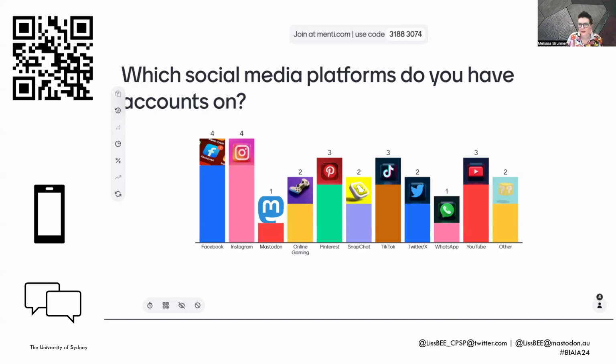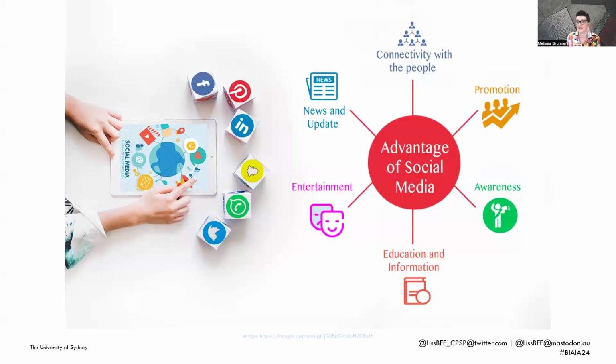And I can see in the chat Nora's put Facebook primary and a little bit of Instagram and YouTube. Yeah, I'm kind of the same, I've got to say. So there's lots of advantages of using social media, and we know it can create connections and we can use it for entertainment. But it can also be a huge source of information and news, sometimes false information, but lots of information. And it can be really wonderful to use it to share information and also advocate for greater awareness.